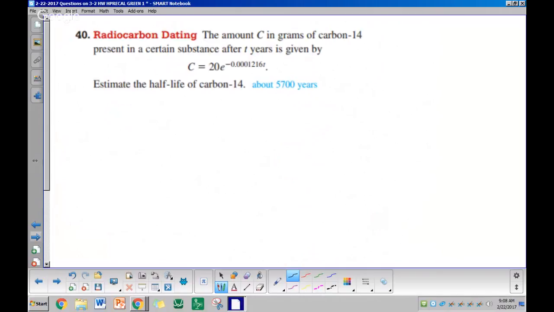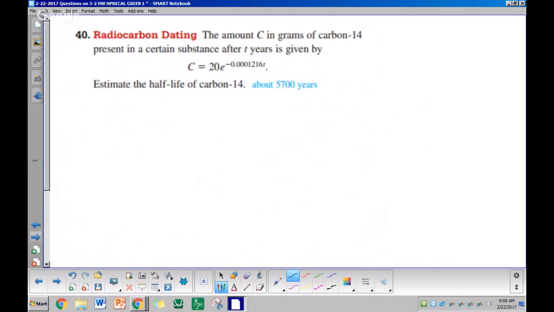The amount of C grams, carbon 14, is given by this expression. Estimate the half-life. How do we do half-life? Well, okay, so if it starts with 20 grams, right, now, don't they have this e to the negative something? That's not what we're used to in the formula, right? Is that what we're freaked out about?